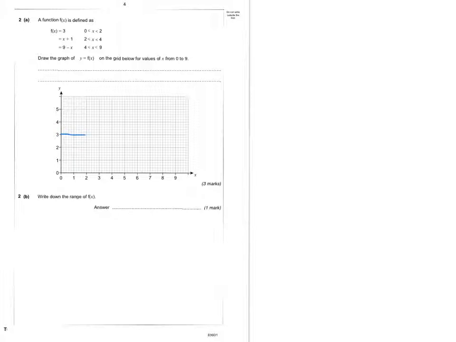It's a horizontal line from 0 to 2. 2 plus 1 equals 3. 4 plus 1 equals 5. So the two ends of my line, there and there, join those up, nice straight line. And 9 minus 4 equals 5, and 9 minus 9 equals 0. So the two ends of my line, so overlap there, and at 9 it's down to 0. Forgive my crooked lines, I do not have a ruler.